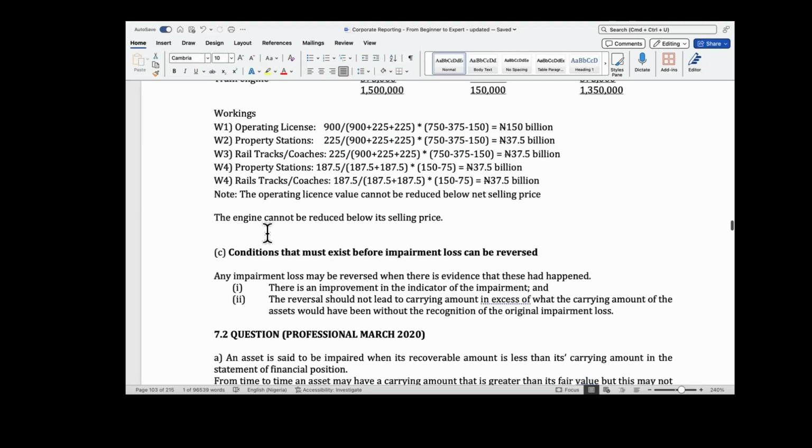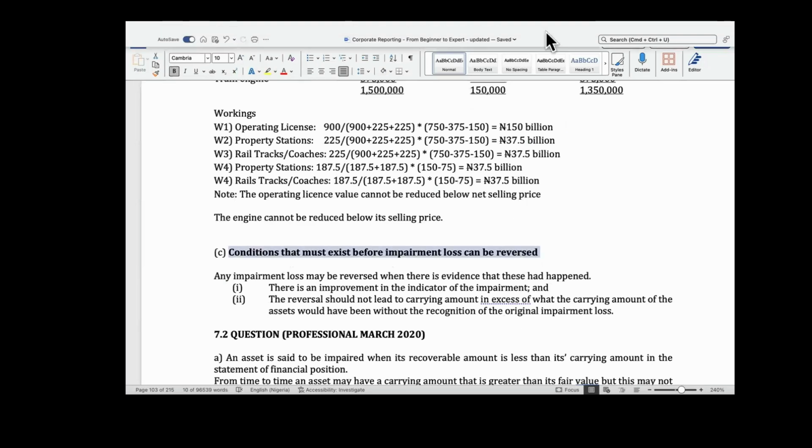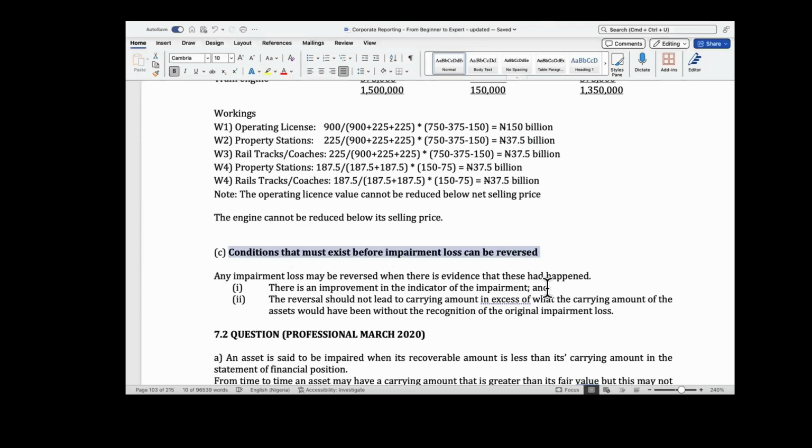Now, the other part of the question is asking the conditions that must exist before impairment loss can be reversed. So, of course, there must be an improvement in indicators of impairment, and the reversal should not lead to a carrying amount in excess of what the carrying amount of the assets would have been without the original impairment loss. I think I explained this to you. So you cannot reverse beyond the original value of the assets before impairment. You cannot reverse beyond that. And that's what this point 2 is talking about. And that's the end of this question. Okay?